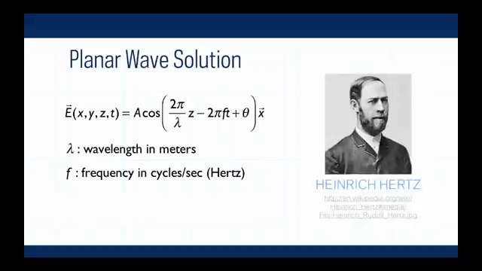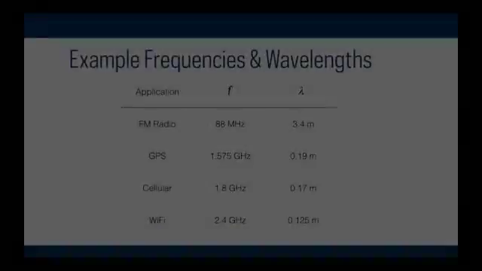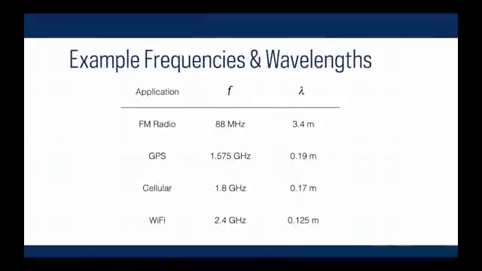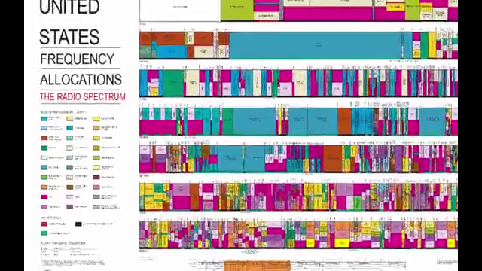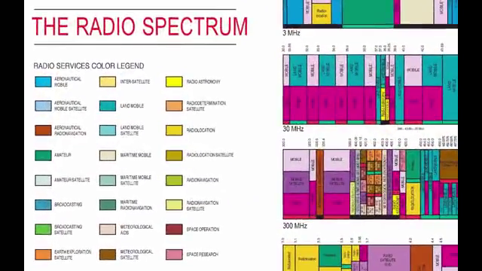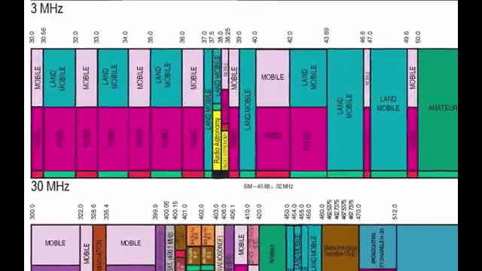It turns out that frequency and wavelength have to relate to one another because the EM wave propagates at the speed of light, 3 × 10⁸ meters per second. Some example frequencies and wavelengths are highlighted here. The set of all radio frequencies is called the RF spectrum. As we can see from this US spectrum allocation chart, different radio frequencies are used for a wide variety of applications.